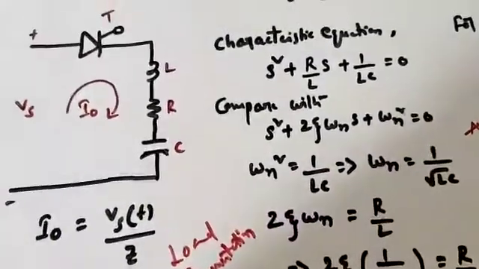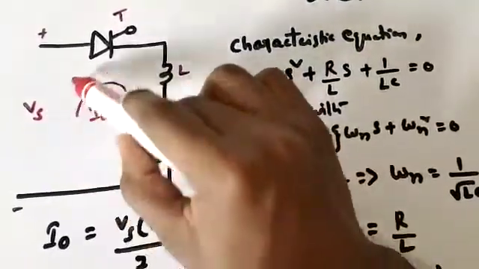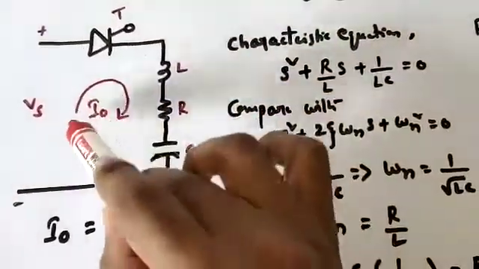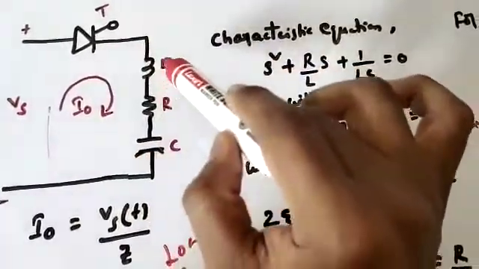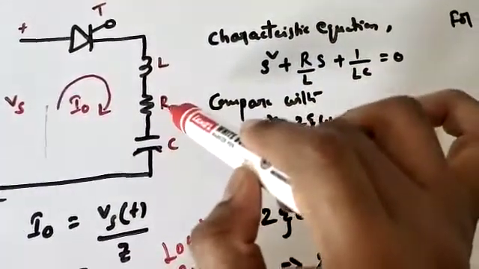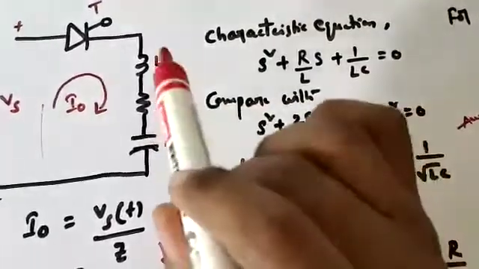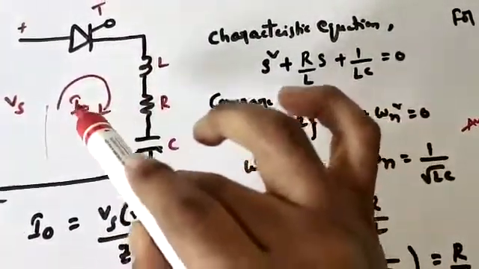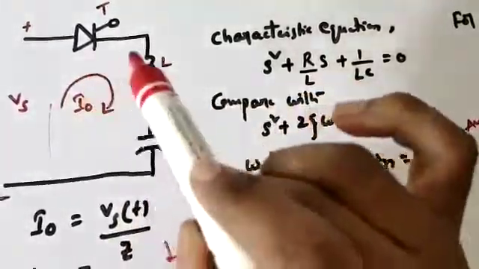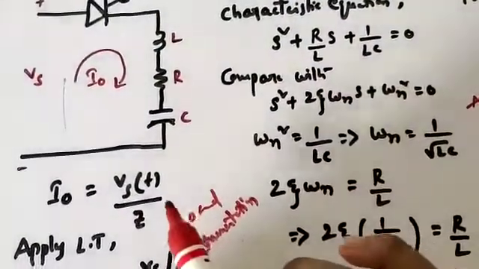Load commutation. This is the circuit diagram we are having, as it belongs to the forced commutation circuits. It is excited by the DC supply itself, and we have an SCR, L and C are the commutating elements, and there is a resistor. When we give some supply, a current I naught will be flowing inside this loop. So I naught is given as Vs of t by z.